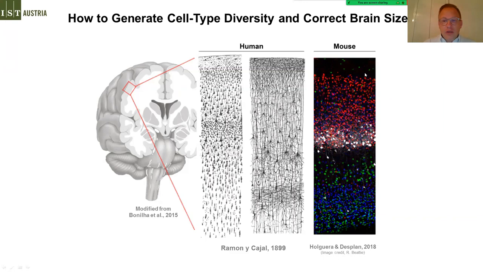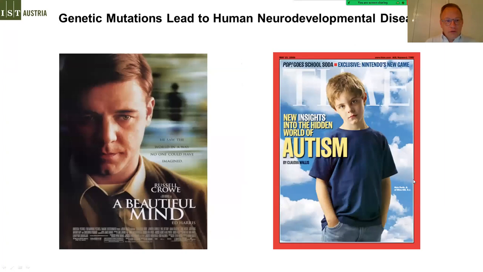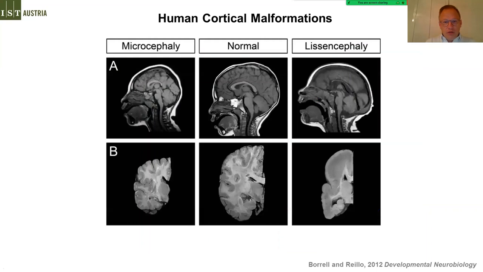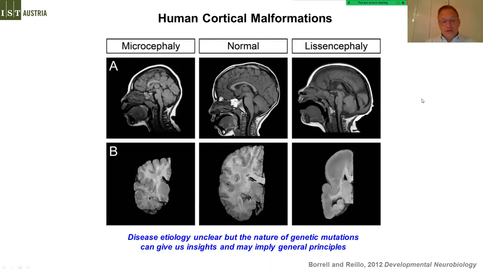Now, we also know that if things go wrong, so if there's genetic mutations, and we just also heard from Juliette beautifully, that this leads to human neurodevelopmental diseases, in most extreme cases actually can result in really dramatic malformations such as microcephaly or lissencephaly, which we just heard. Now, for many of these diseases actually, the disease etiology is still unclear, but the nature of the genetic mutations may give us insight and potentially may imply general principles.